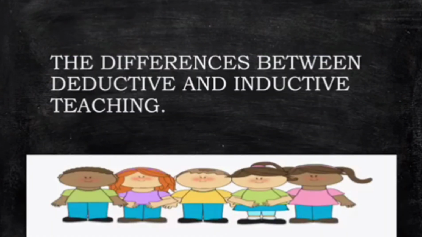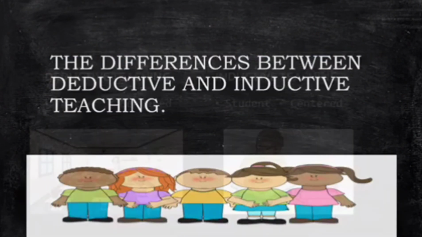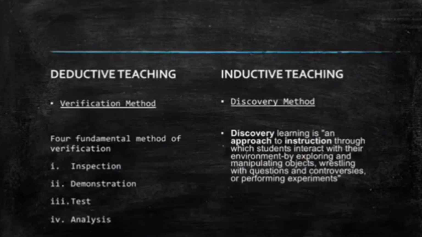And now, let's talk about the differences between deductive and inductive teaching. First is deductive. We have the verification method and in the inductive is the teaching method. So what is the verification method? So here are the four fundamental methods of verification. First is inspection, second demonstration, third is test, and the last is analysis.